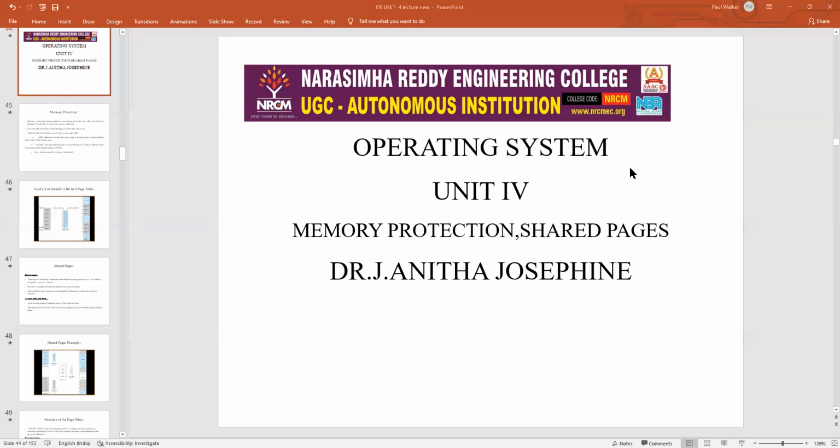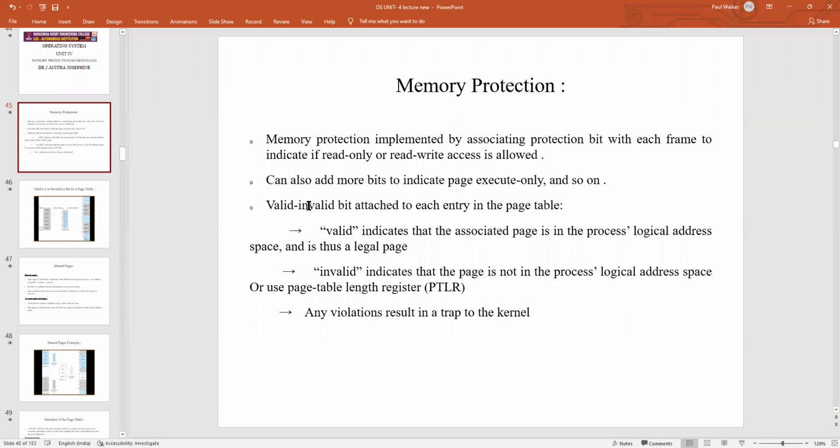In this class, we are going to discuss the memory protection and shared pages concept. Moving to the first topic, that is memory protection. As we know, memory is an important resource in the OS. It is used for storing multiple variables in a sequence.